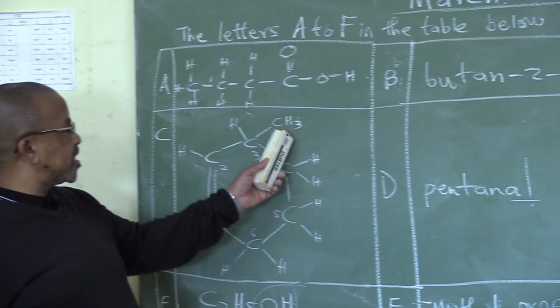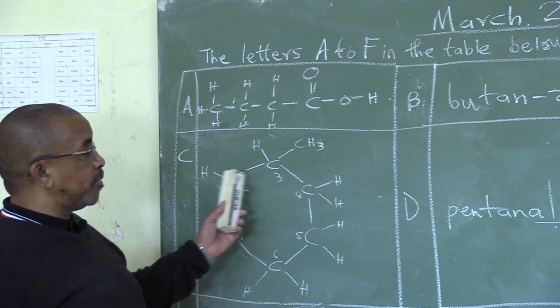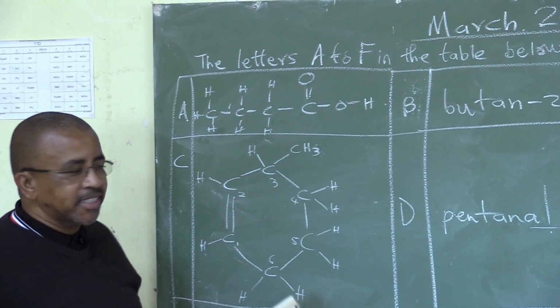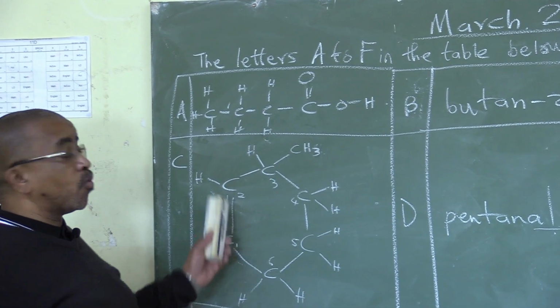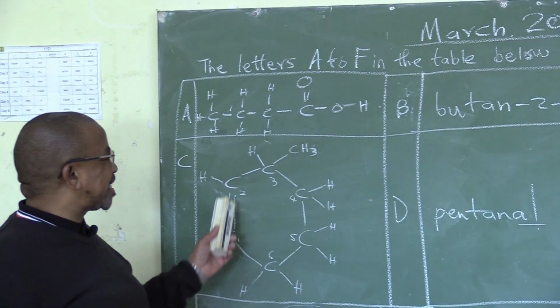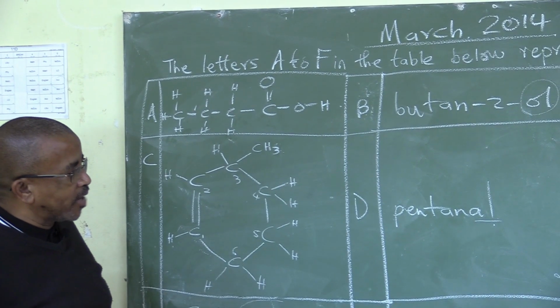It's 3-methyl cyclo. The cyclic structure has about 6 carbons, hence we say hex. Then the double bond is between carbon number 1 and 2, so we say it's hex-1-ene. It's an alkene. So this is 3-methyl cyclohexene.